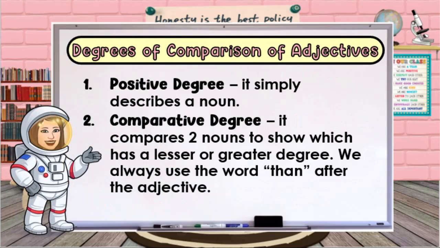So how do we use these degrees of comparison of adjectives? The positive degree simply describes a noun. There is no comparison at all. The comparative degree compares 2 nouns to show which has a lesser or greater degree. We always use the word than after the adjective.